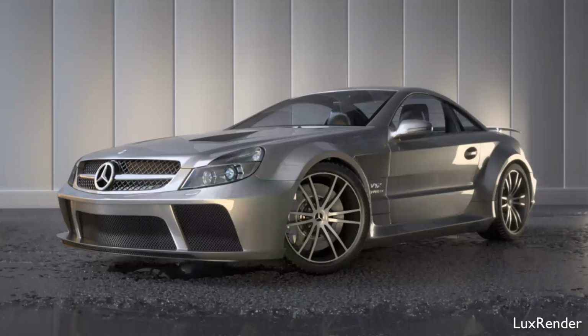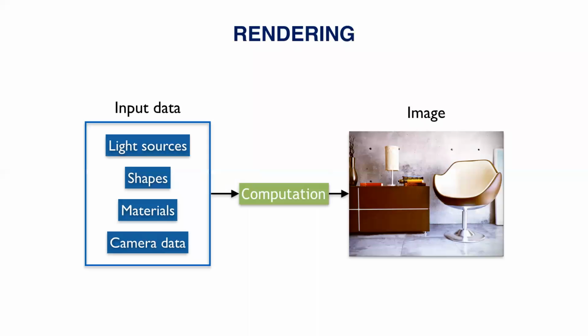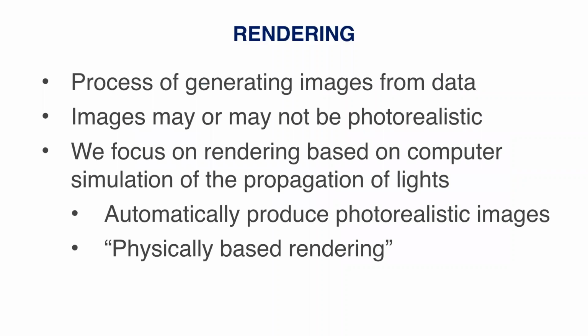So rendering is a process of generating images on computers, which has a wide variety of applications such as visualization in industry or making feature film like this one. So rendering is really a process of generating images based on input data such as light sources, information about light sources, the shape of object, and so on. And the resulting images may or may not be photorealistic based on what you want to achieve. But in this course, we are focusing on rendering based on computer simulation of light.